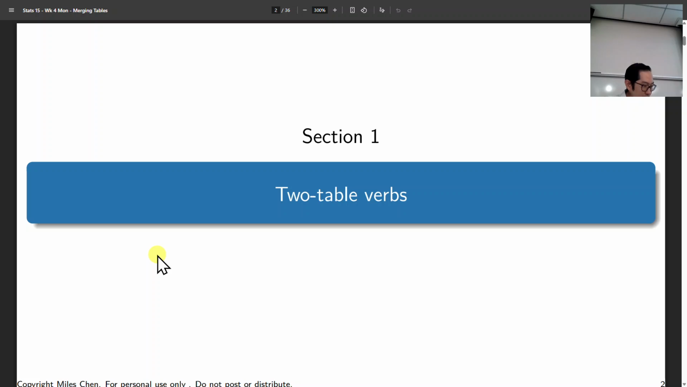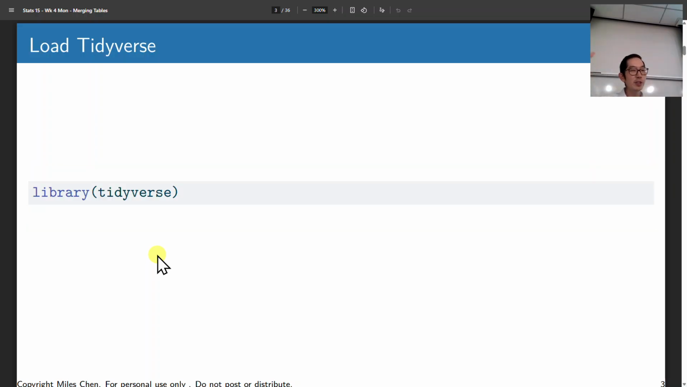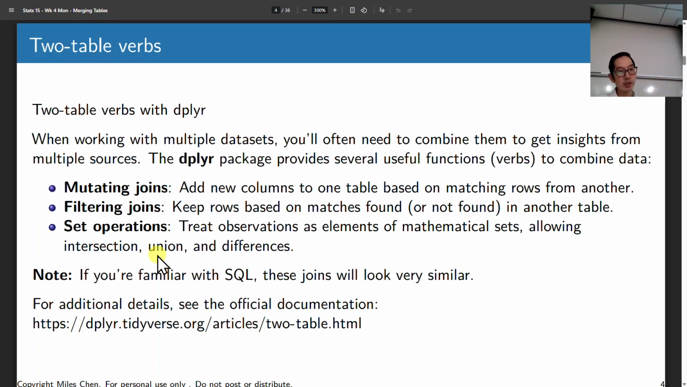So in the tidyverse, we've been using dplyr as the package to handle a lot of our data manipulation. And dplyr comes with what we call two-table verbs, functions that will merge two tables together or link them up in different ways. And there's a whole bunch of ways to do this, okay? And so let's see what we have here. When working with multiple data sets, you'll need to combine them to get insights from multiple sources.